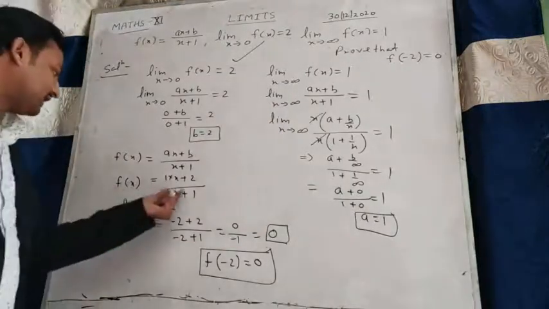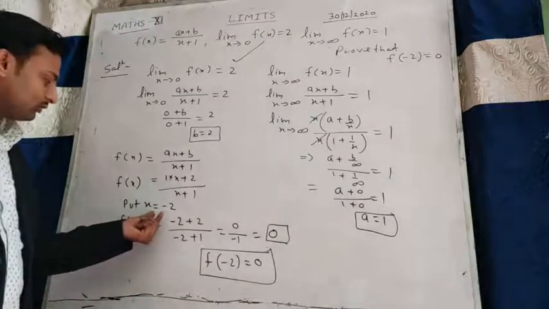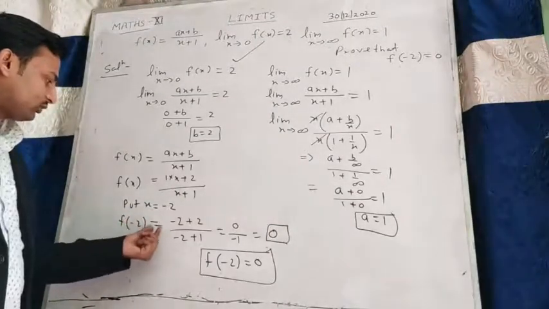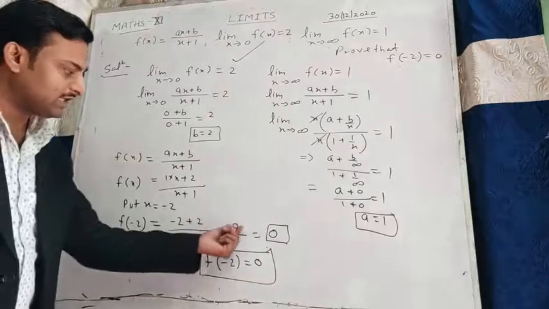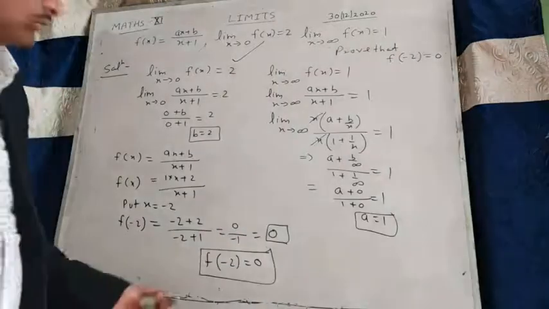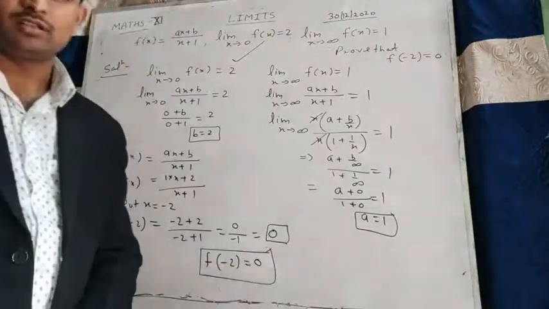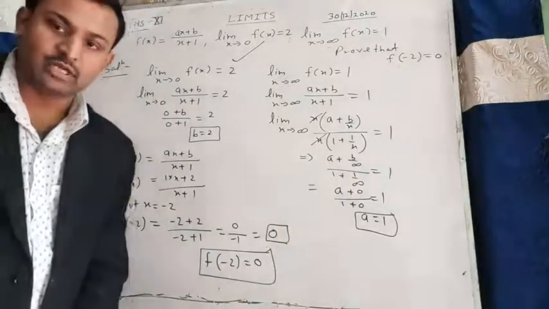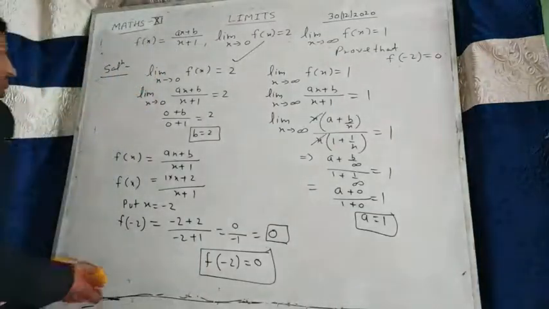So f(x) is this. Now we put at the place of x is -2. Okay. So f(-2) will be what? (-2 + 2)/(-2 + 1). And here this is 0 by -1. And in this way we can prove that our f(-2) is 0. I hope you understand students. Now we take another question and solve it.